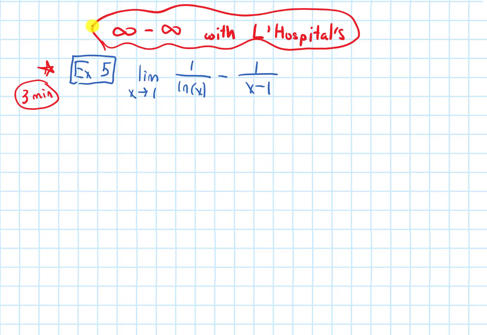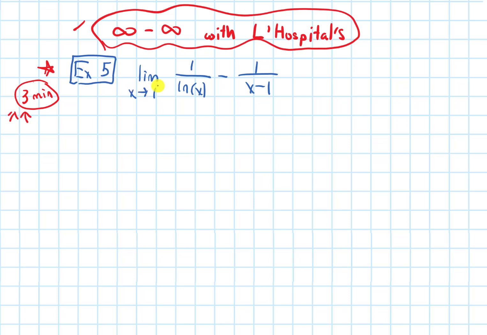In this video, we'll do an example of an infinity minus infinity limit form with L'Hopital's rule. So we have the limit as x approaches 1 of 1 over ln of x minus 1 over x minus 1. I want to first give you 3 minutes to try this on your own. So 4, 3, 2, 1, pause it for 3 minutes to try it. All right, let's go ahead and talk about it together.